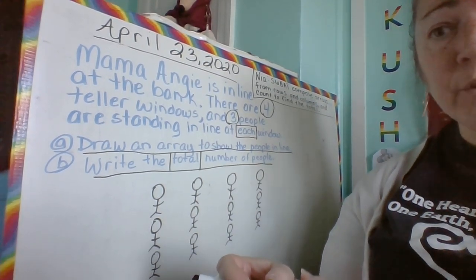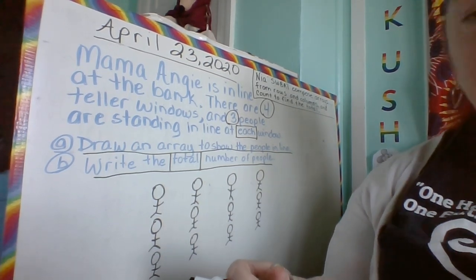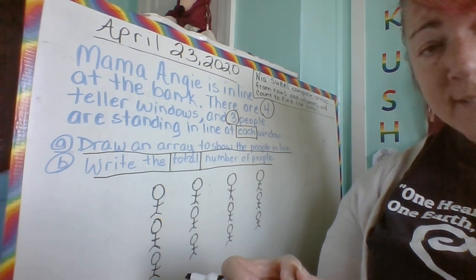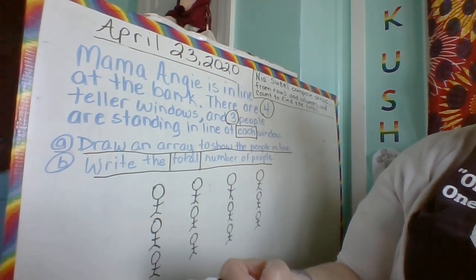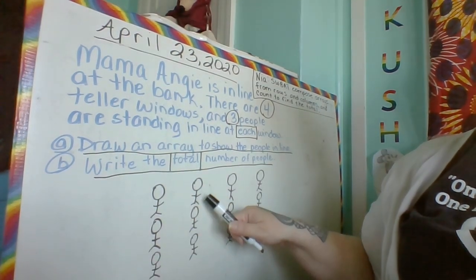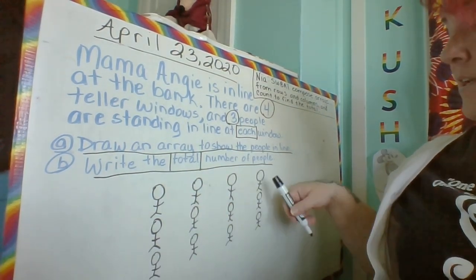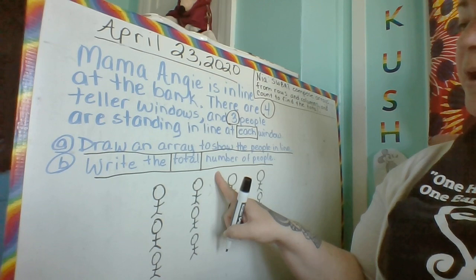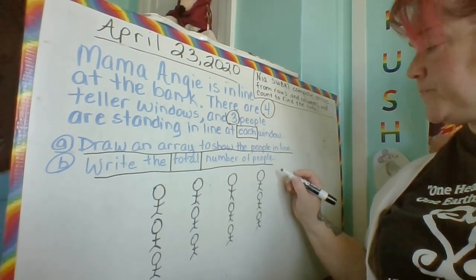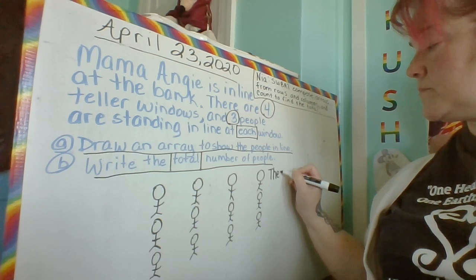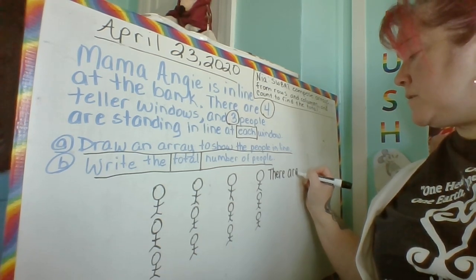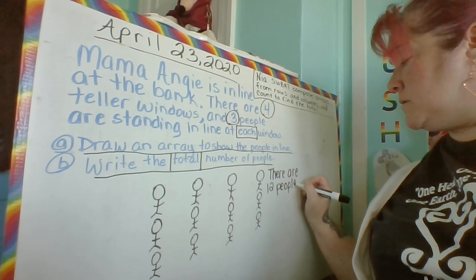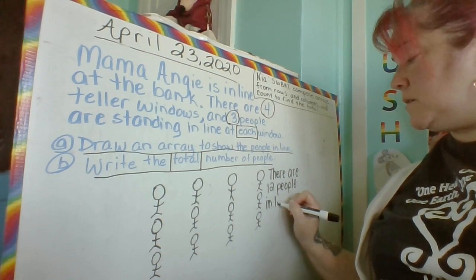So how do I find the total number of people? Paris. What do you think, Paris? Right, that's awesome, Paris. I'm going to add all of them up. 1, 2, 3, 4, 5, 6, 7, 8, 9, 10, 11, 12. Now remember, we have a word problem, so we have to answer in a complete sentence. There are 12 people in line.